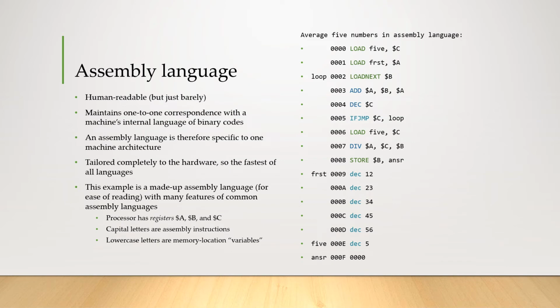Eventually, we're going to load 5 into C again, and we're going to divide A, which holds the sum of the 5 numbers, by C, and store the result in B. Okay, and then we're going to store B in the memory location called answer, which is where the user presumably is going to look for the answer. Not easy to read at all. Not easy to write at all.